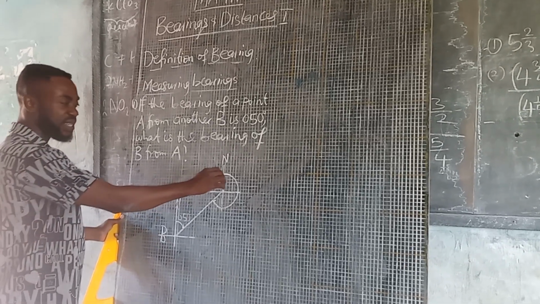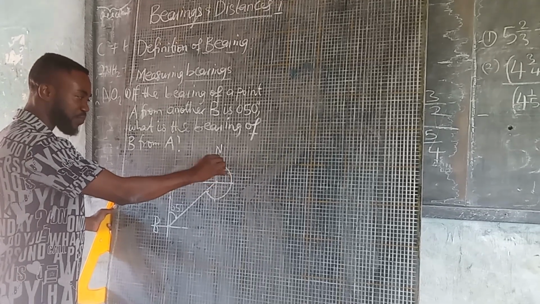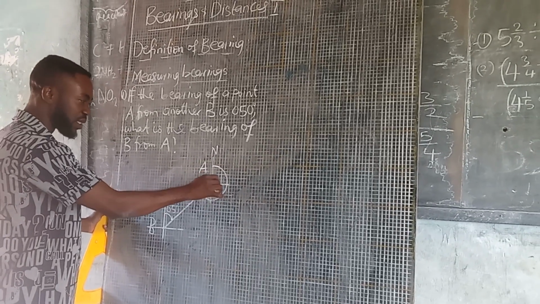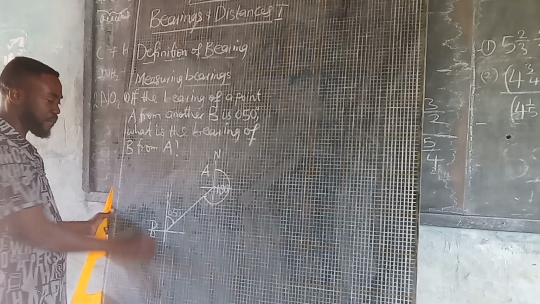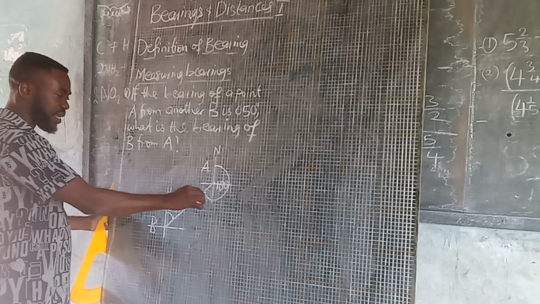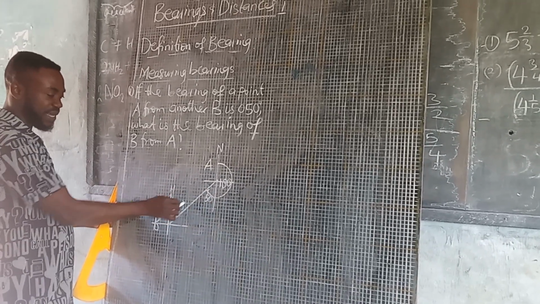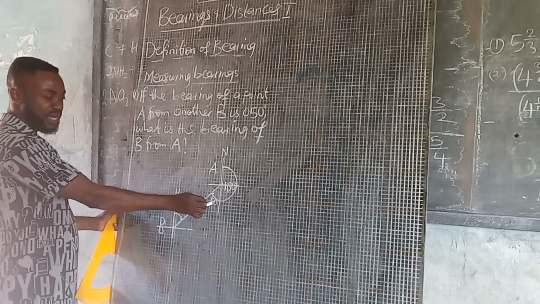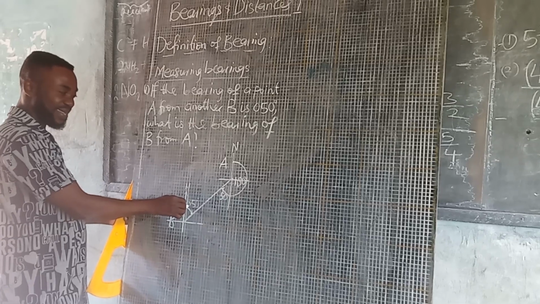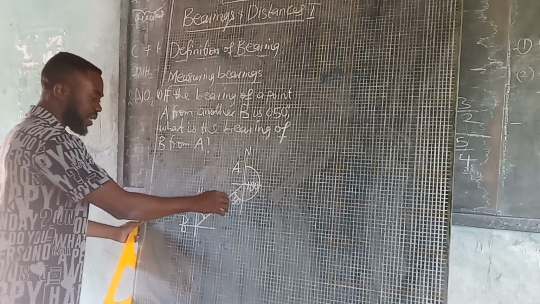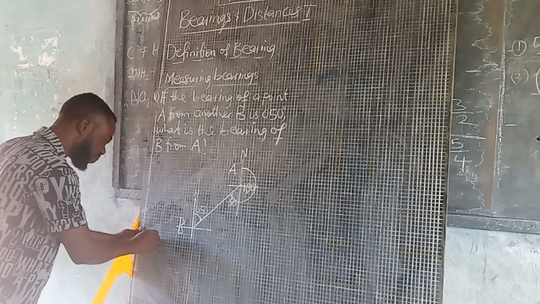Now, what is the size of this angle of rotation? What is the magnitude? I told you from this point north to the south is an angle of 180 degrees. This angle 50 degrees is equal to this angle 50 degrees. It is called alternate angles. This is alternate to this. Alternate angles. Therefore, the bearing of B from this place is 180 plus 50.